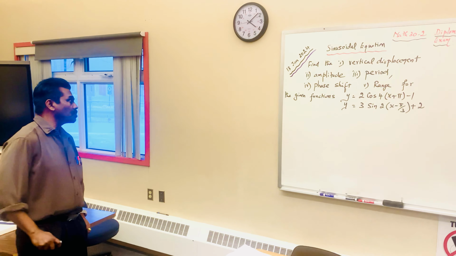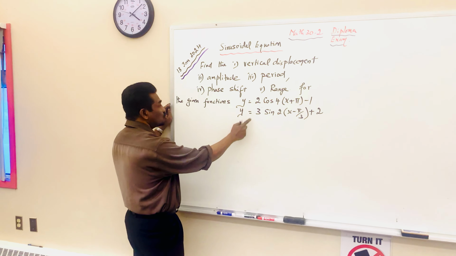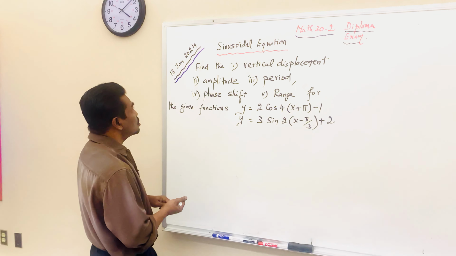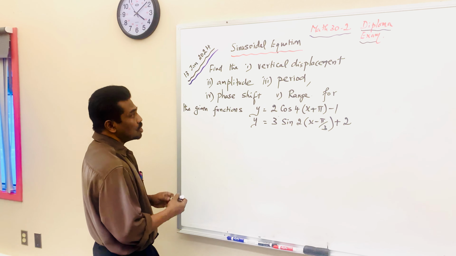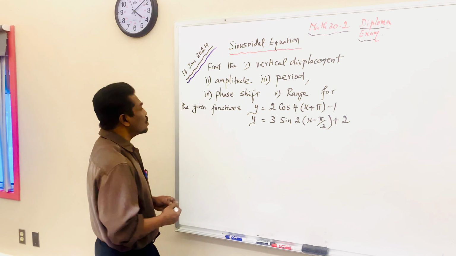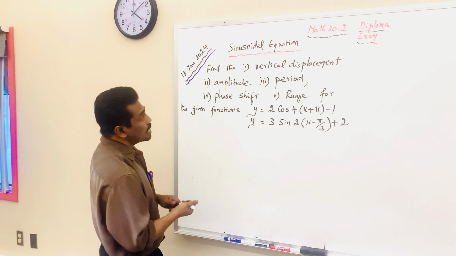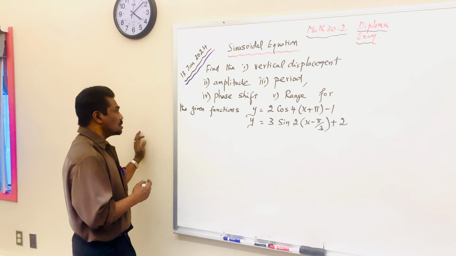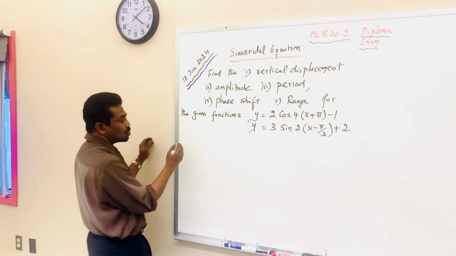All right. Today we are going to see the two sinusoidal equations, and we have to find the vertical displacement, amplitude, period, phase shift, and range for these two given functions. So this is Maths 30-2 diploma exam preparation for the Alberta curriculum. So let us see the first one.